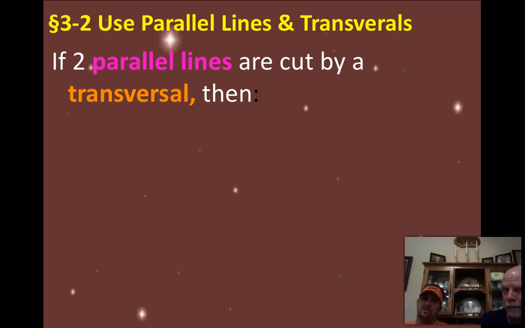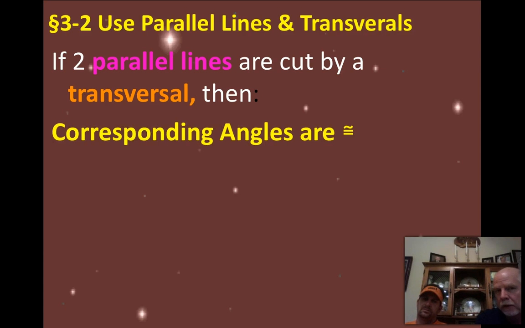So here's the rule. Actually, it's a bunch of rules. 4 rules. If 2 parallel lines are cut by a transversal, so the whole condition here is that the 2 lines have to be parallel, and they're cut by a transversal, then there's lots of things that happen with those combinations of pairs of angles that we were talking about in the last video. Corresponding angles end up being congruent.